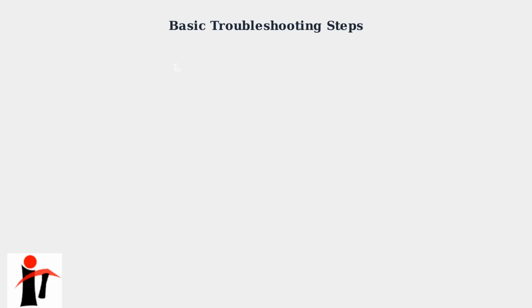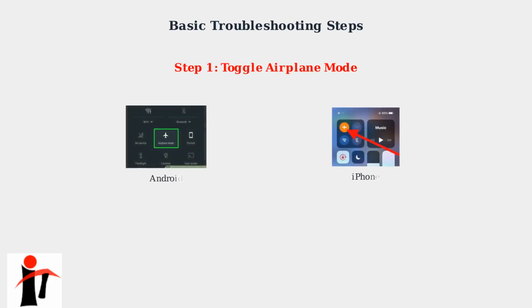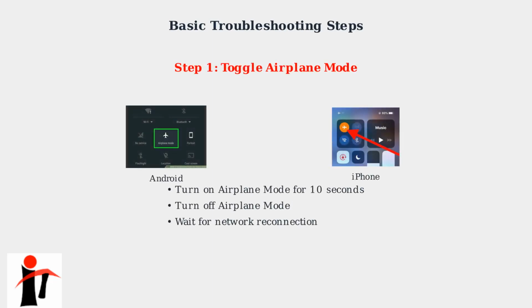The first troubleshooting step is to toggle airplane mode. This forces your device to disconnect and reconnect to the network, which can resolve temporary connection issues. Turn on airplane mode for about 10 seconds, then turn it off and wait for the network to reconnect.